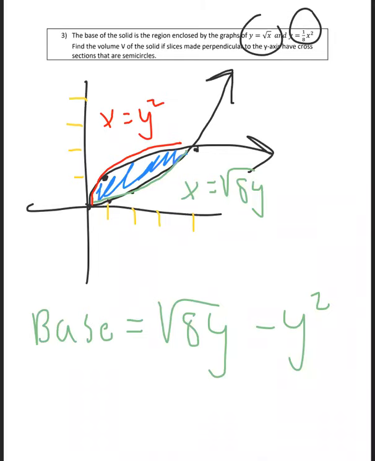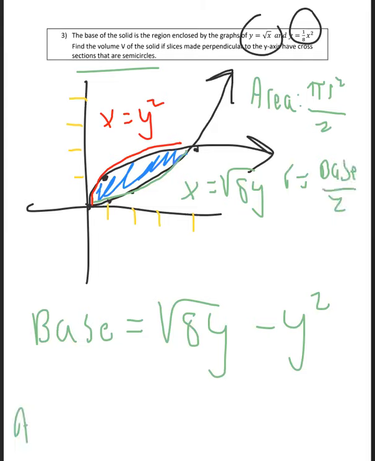Now, the next thing that you have to worry about is the area. So it's saying that the cross sections are semicircles. So the area of a semicircle is pi r squared over 2. And they define r as your base over 2. So really, the formula that we're going to be using is right at the bottom.